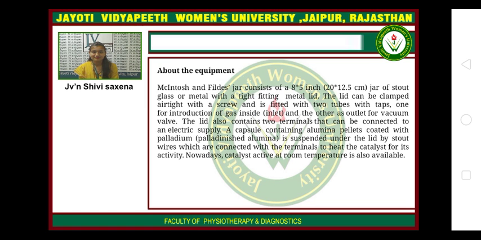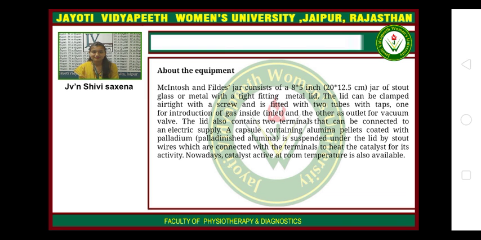About the equipment. McIntosh and Field's jar consists of an 8 by 5 inch jar of stout glass or metal with a tight-fitting metal lid. The lid can be clamped airtight with a screw and is fitted with two tubes with taps, one for introduction of gas inside and the other an outlet for the vacuum valve.